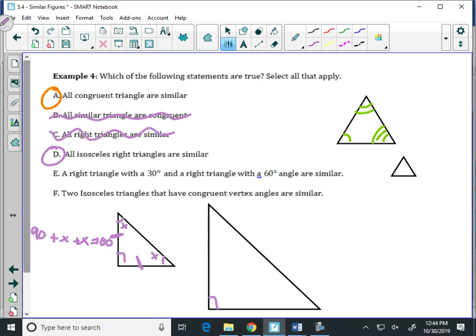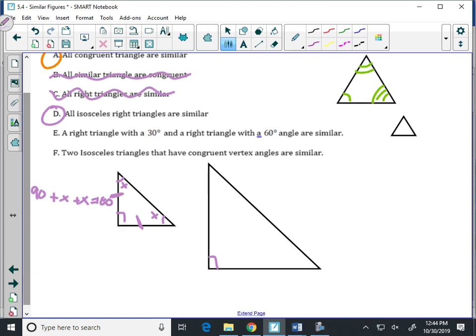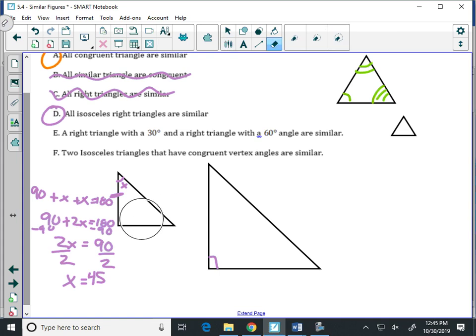So it's 90 plus x plus x equals 180. So when we solve, x plus x is 2x. 2x is equal to 90. I subtract the 90 over. I divide by 2. So x is equal to what? 45. So that means in this right isosceles triangle, the two angles are 45 degrees.